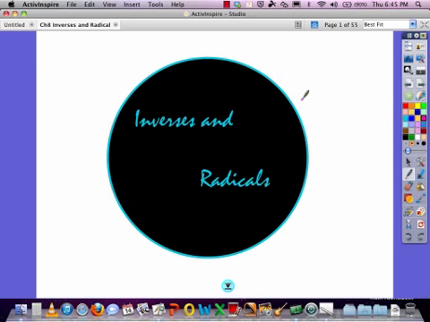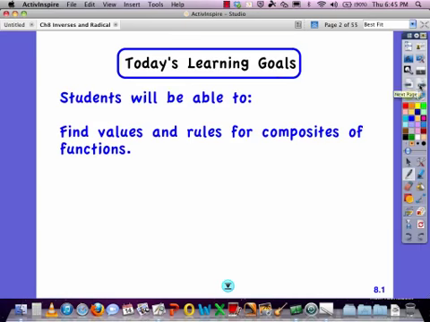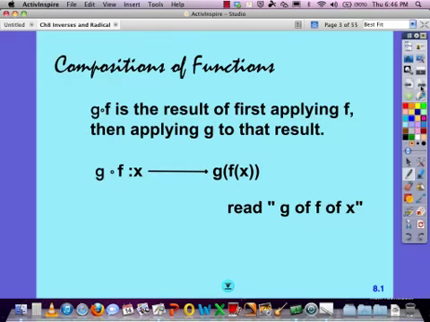All right, welcome. We are going to be starting a chapter on inverses and radicals, as you can see here. So let's find out what our learning goals are for this first section. We want to be able to find values and rules for composites of functions. Now, if you remember, we had worked with these composites previously in another chapter. So we're going to go forward and go right into what we should remember.